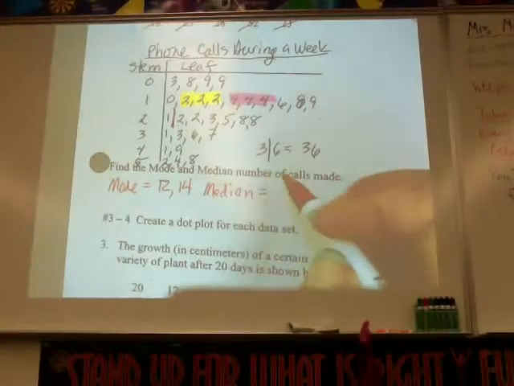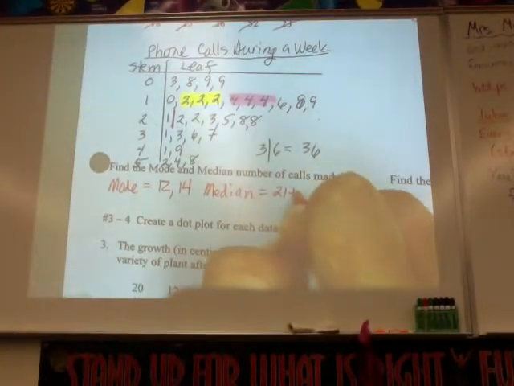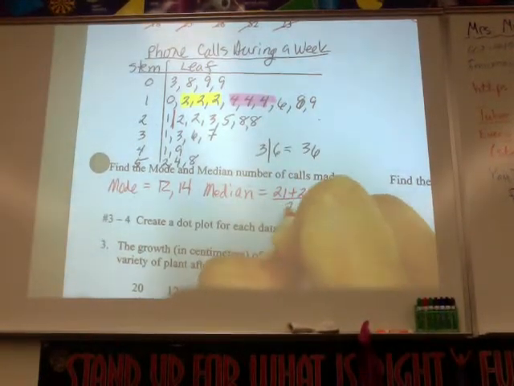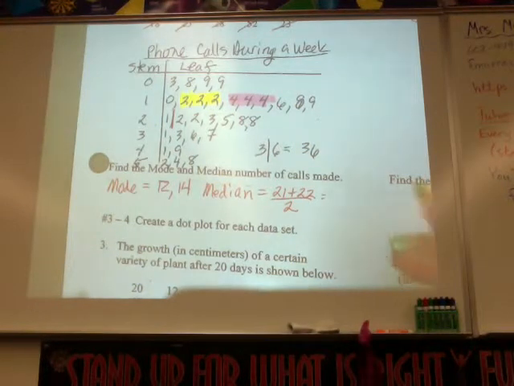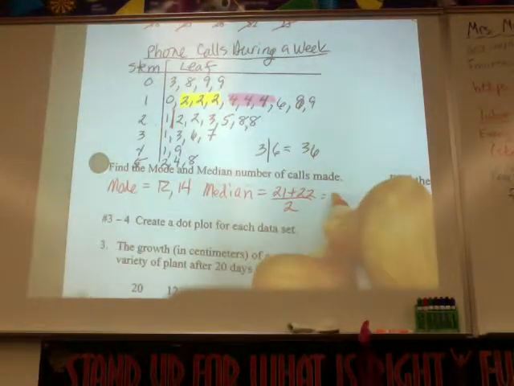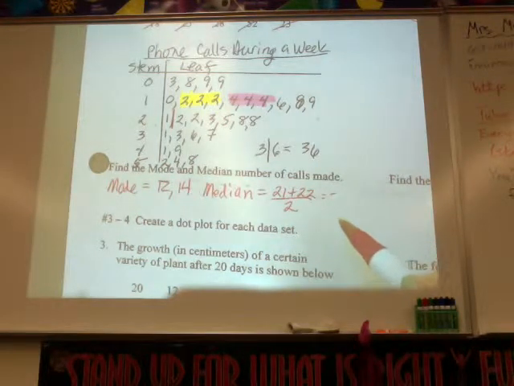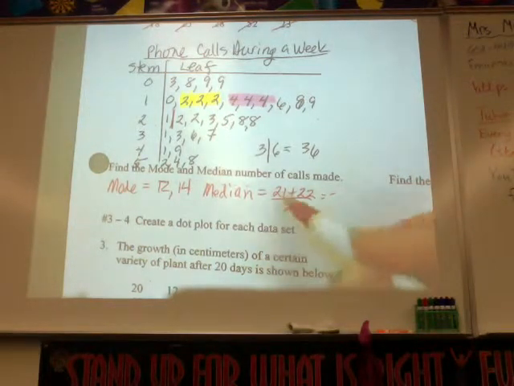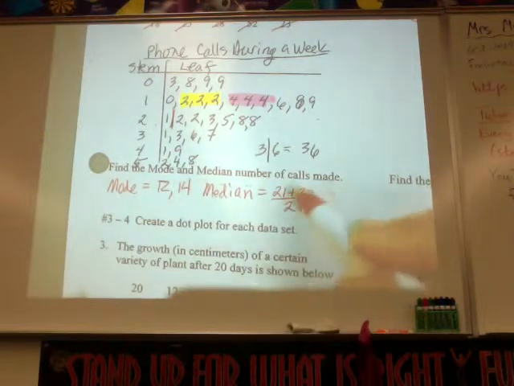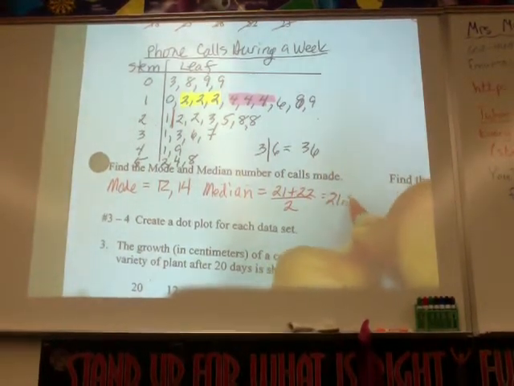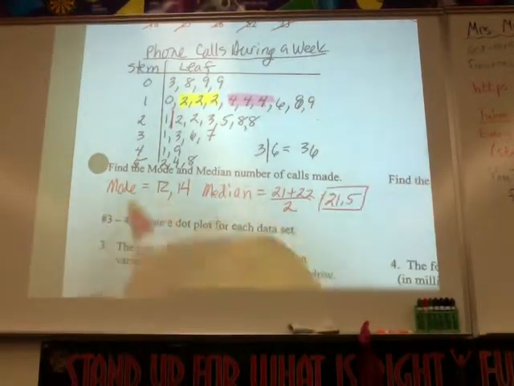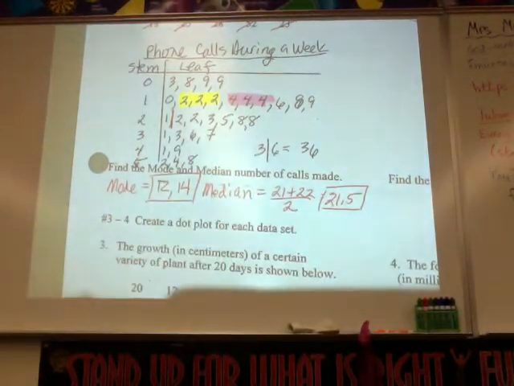Isn't the median the average of those two? 21 plus 22 divided by 2? What number would that be? You can use your calculator, but use your brain. What number would that be? 20 what? What number is directly in between 21 and 22? 21 and a half? 21.5. So there's your median and there are your modes.